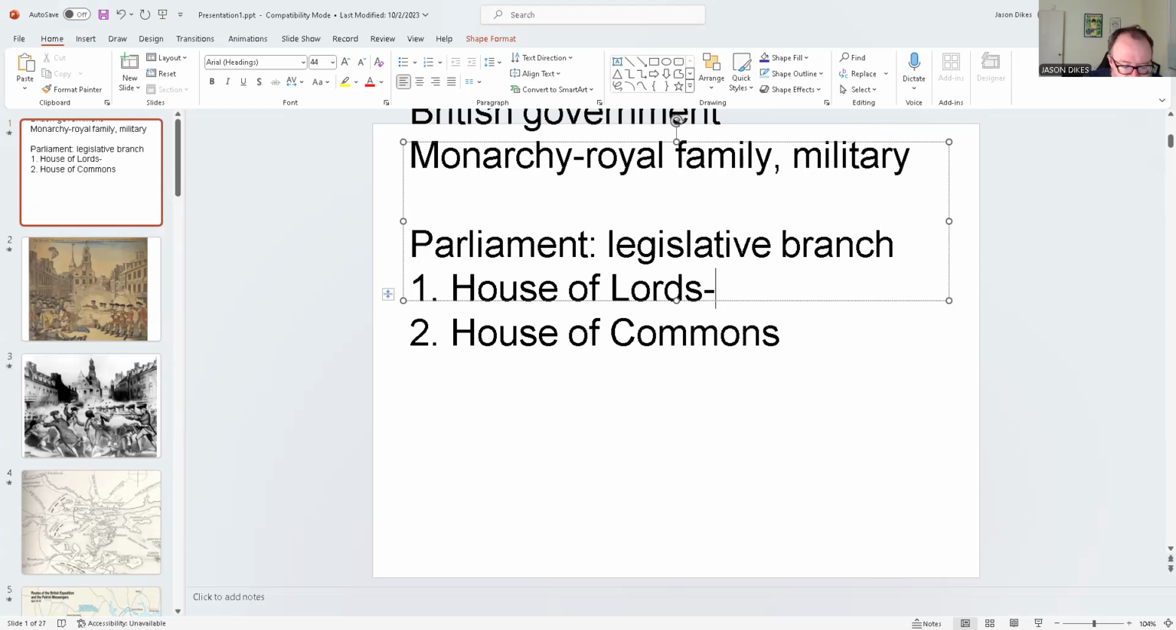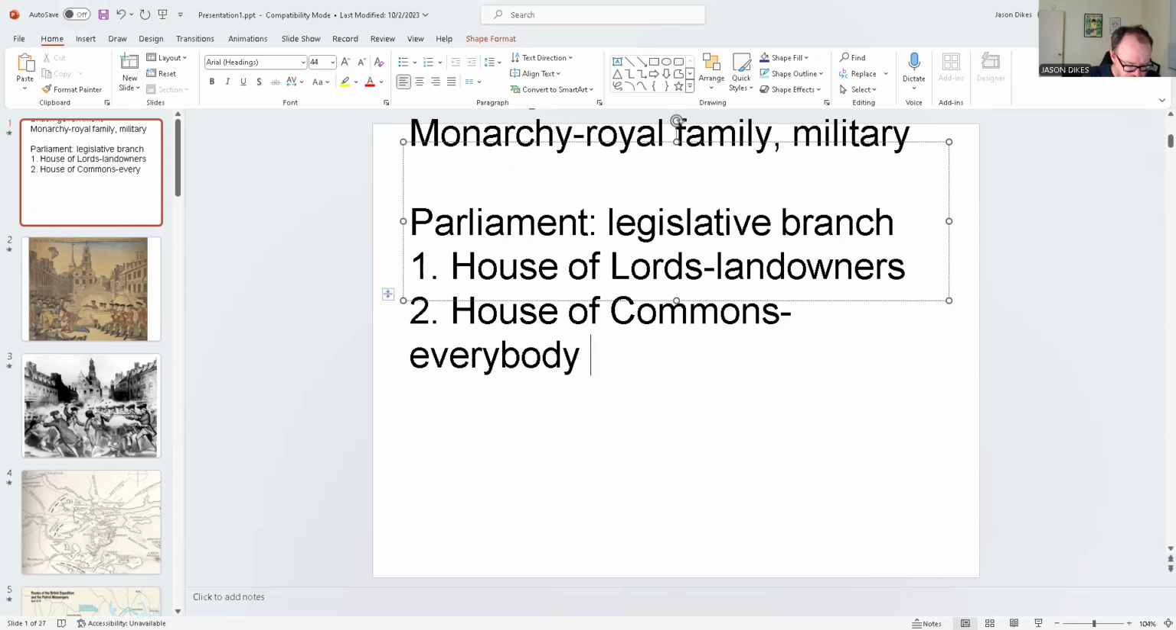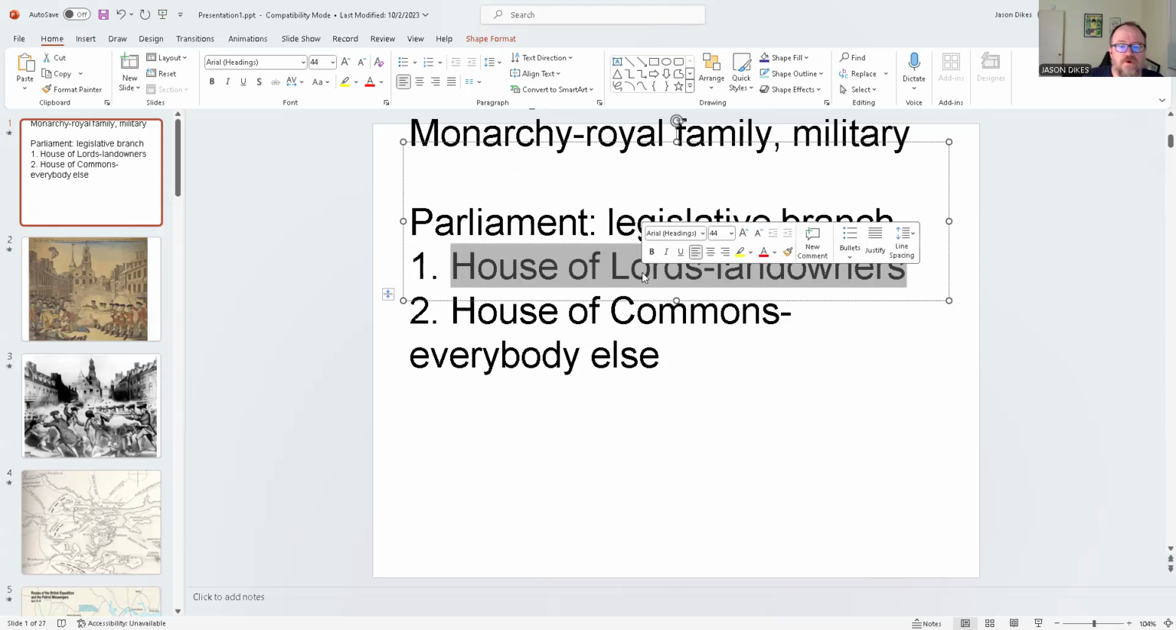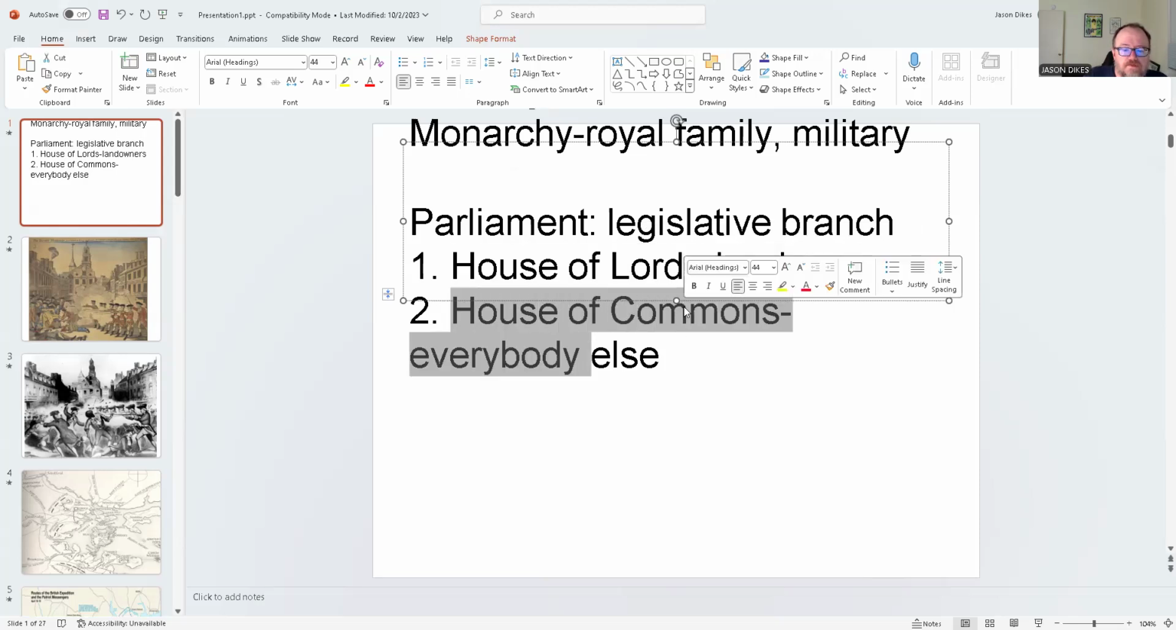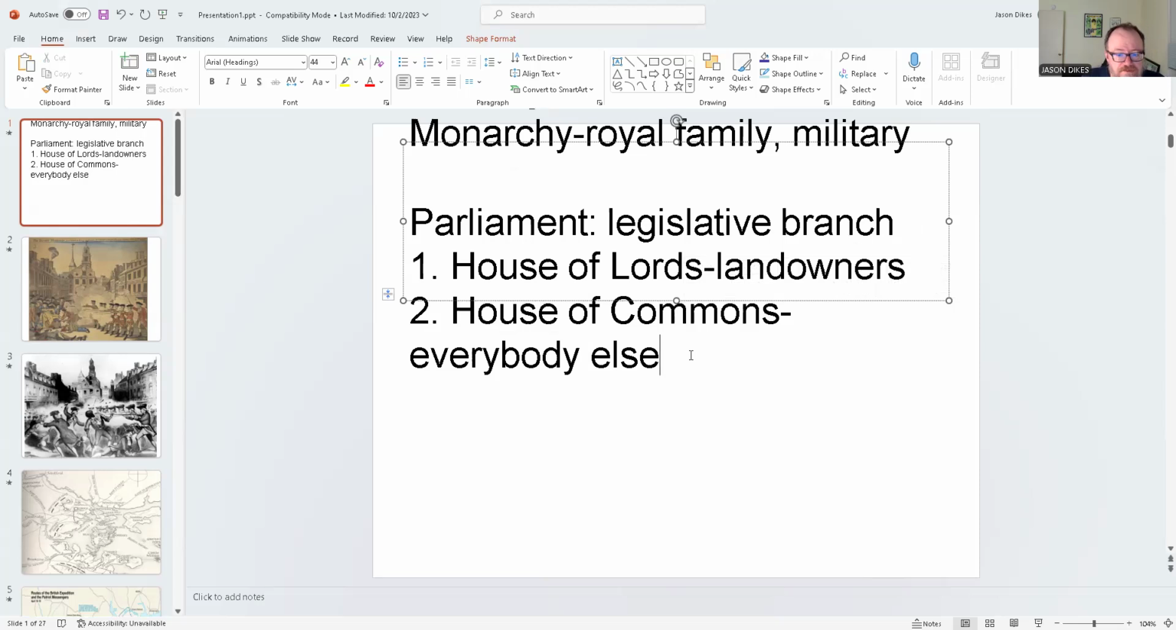Right. Now, the House of Lords represented or related to the landowners, and the House of Commons related to everybody else. So if you were a landowner, as I am, the House of Lords was your representation. If you were not a landowner, then you were represented by the House of Commons. Okay.